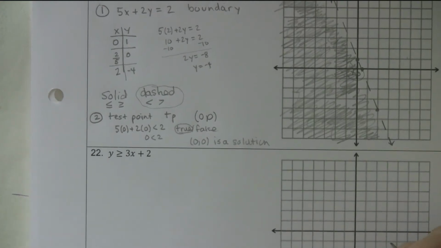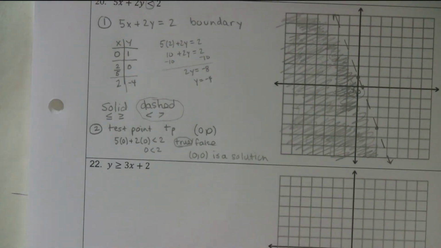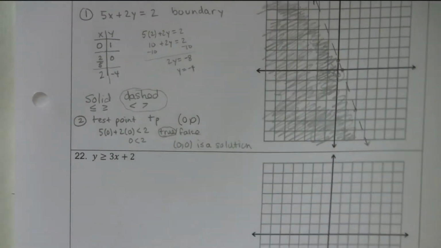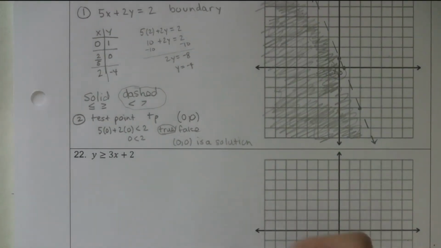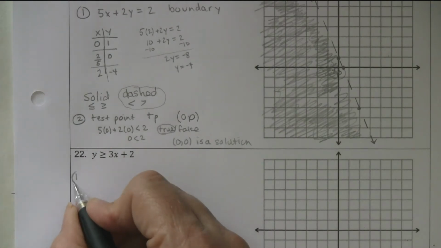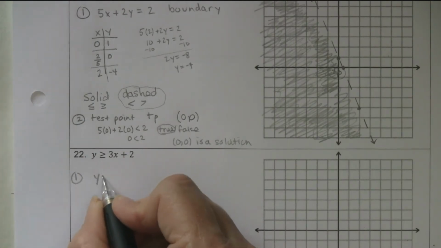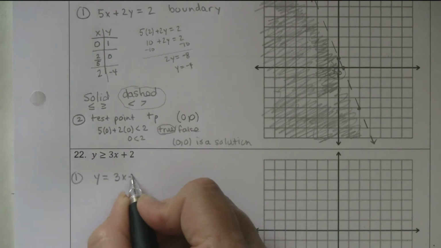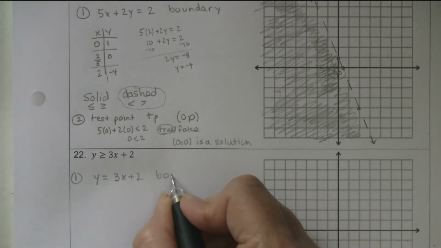So this is problem 22. 1, 2, buckle my shoe, right? And then we have one more, and then hot diggity dog, right? So the first step is to graph the equals. Y equals 3x plus 2, and that's called the boundary.